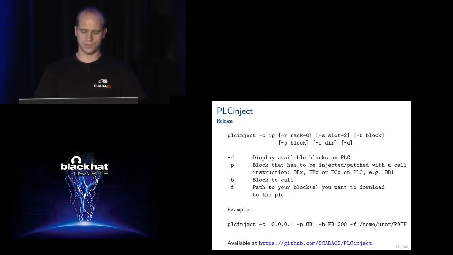Here you can see the main page. You just have to provide the IP address. Then -P stands for the block you want to patch. You can also patch another block, a function block or just another organization block, but it makes more sense to take OB1 because then your malware gets executed first. And then you have to say which number your own malicious code has. In this case, we say FB1000 is our function block which contains the malware, and you just provide the path to this malware.